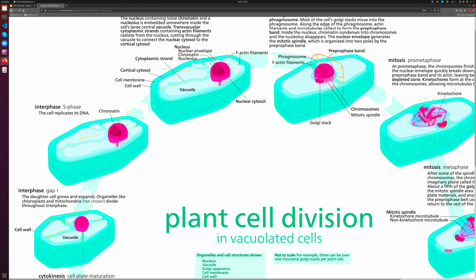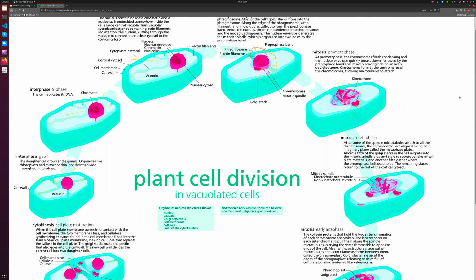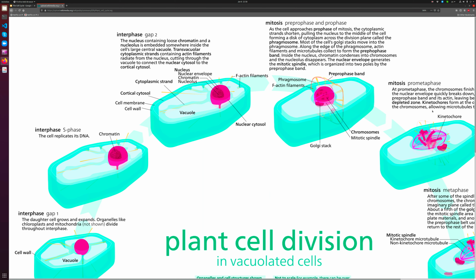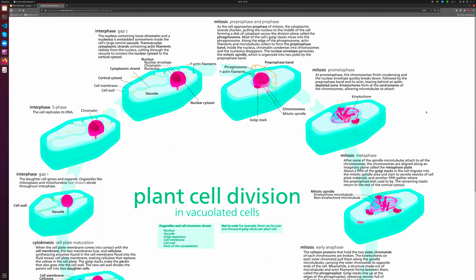Okay, so first we have prometaphase. At prometaphase, the chromosomes finish condensing and the nuclear envelope quickly breaks down, followed by the pre-prophase band and its actin, leaving behind an actin-depleted zone. Kinetochores form at the centromeres of the chromosomes, allowing microtubules to attach.